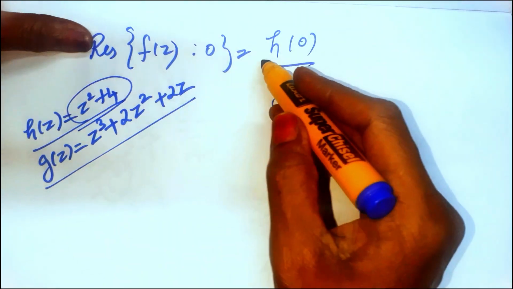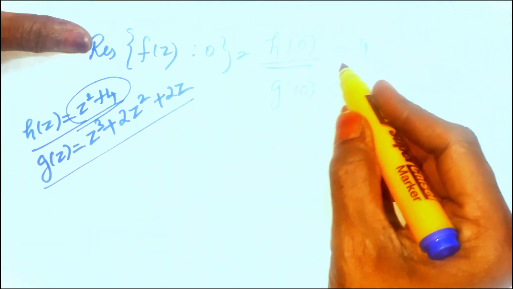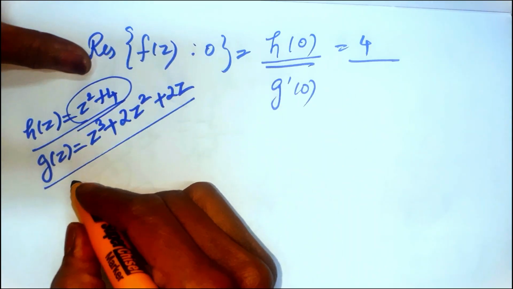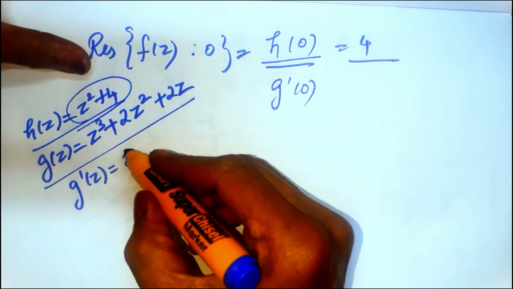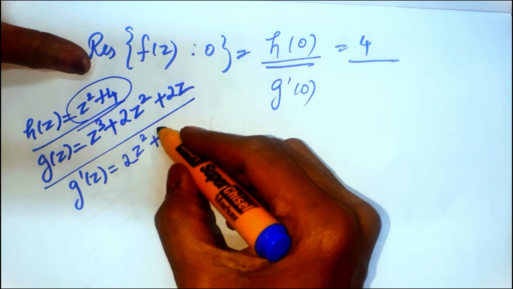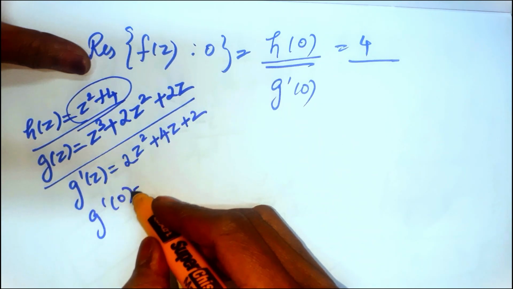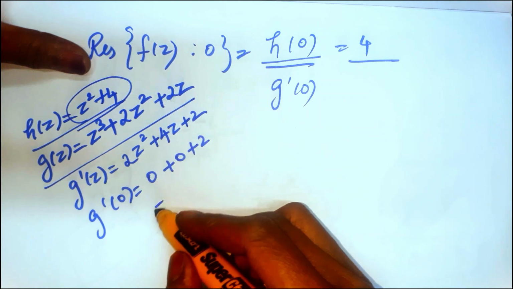We have to calculate what is h of 0. h of 0 is 0 plus 4, which is 4. g dash of 0, first we have to calculate, no. For that, we have to differentiate g of z. g dash of z is equal to 3z squared plus 4z plus 2. So g dash of 0 equal to, this is 0 plus 0 plus 2, which is finally 2.